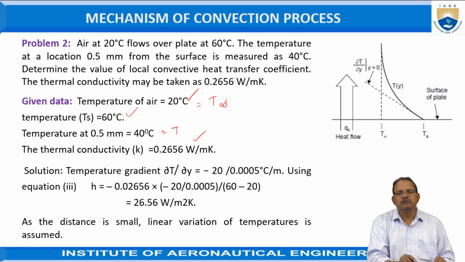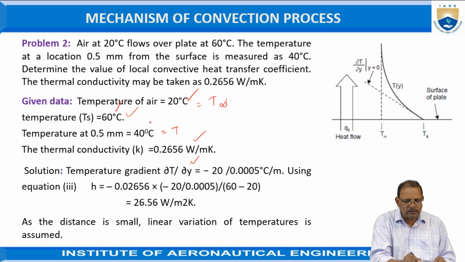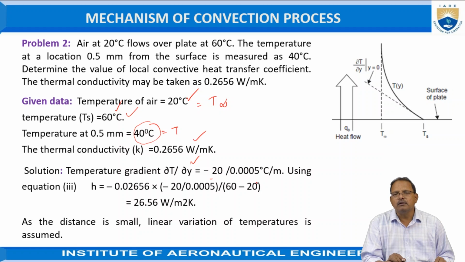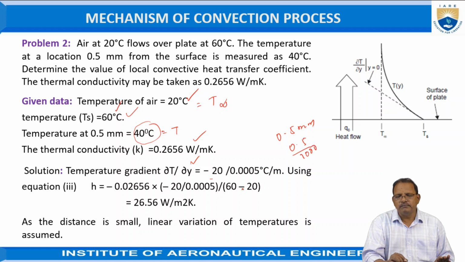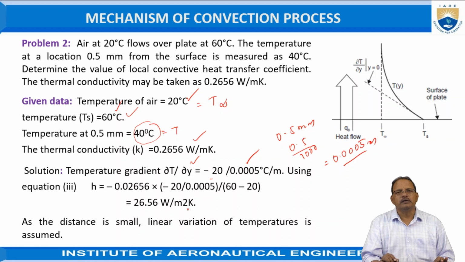So the temperature gradient dt by dy, we can take it as here the temperature of the surface is equal to 60 degrees. The temperature of the fluid is given 40 degrees. Hence the temperature gradient dt by dy is equal to minus of 20 divided by 0.0005 now. Because here the thickness is given 0.5 mm. Here it should always be represented in meters. That is 0.5 divided by 1000, that is meters, which is equal to 0.0005 meters. So from this relationship we can determine the temperature gradient.